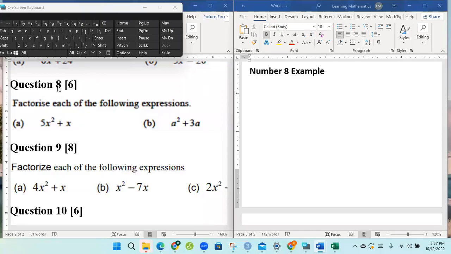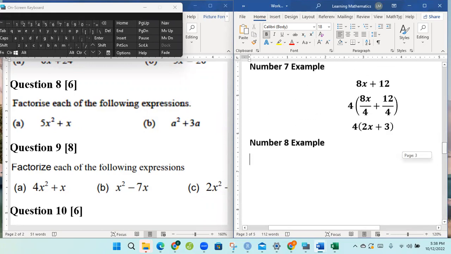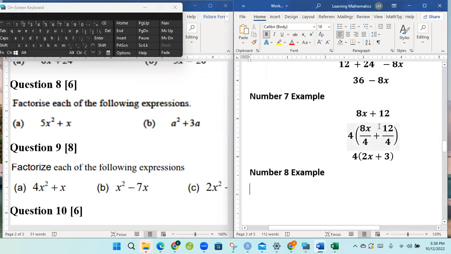This question here, number 8, says factorize. Whenever you factorize, prepare to divide and subtract powers. Whenever you expand, prepare to multiply and add powers. Not every time you might have to subtract powers, because we did not subtract powers here, but you must divide. Not all times you will subtract powers, but you must divide.